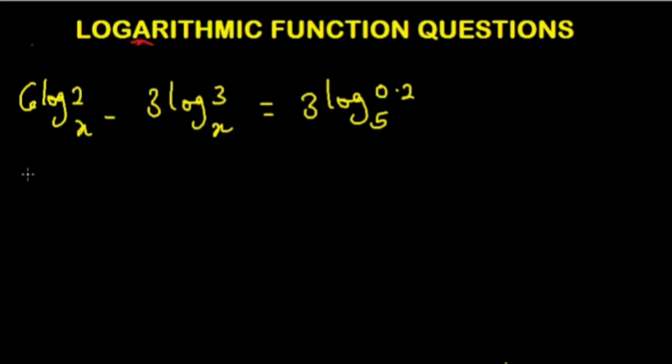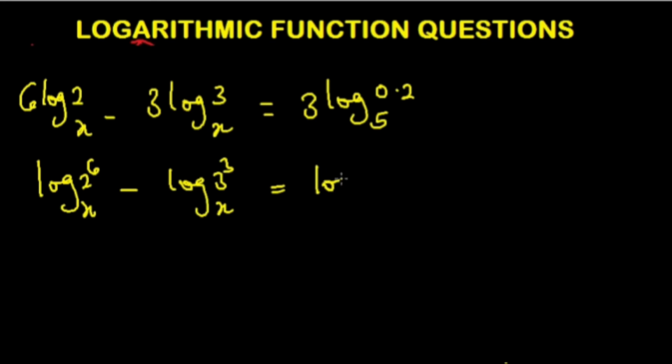Alright, so here to solve this we need to bring everything together as a single logarithm. So I'll have this can be log x to the 2 raised to power 6, minus log x to the 3 raised to power 3, right? I'll have 3 into log of 5. 0.2 is 1 over 5, so I can write this as 1 over 5 raised to power 3. Then for the logarithm function, minus is division. So I'll have log x into 2 raised to power 6 is 64, over 3 raised to power 3 is 27.